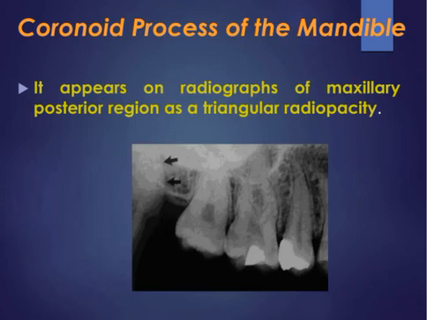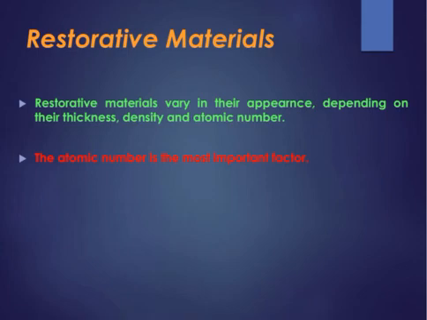The last one is your coronoid process of the mandible. It appears on the radiograph of the maxillary posterior region as a triangular radiopacity. When we discussed the maxillary landmarks, we said that a triangular radiopacity is seen in the posterior region of the maxillary molar region. It's called the coronoid process. That is the only structure in the mandibular landmarks that is seen in a maxillary posterior tooth radiograph.